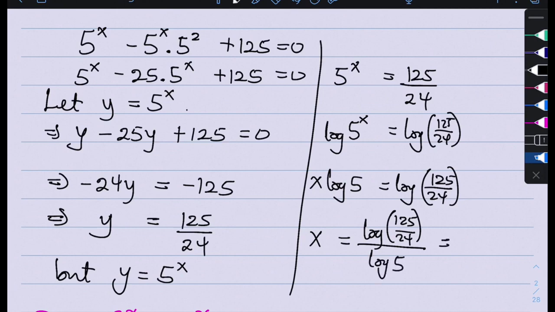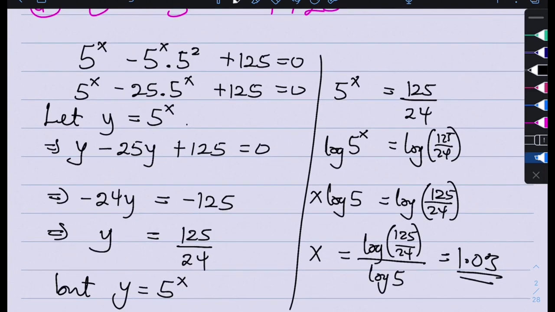Let's put everything on the calculator. So on the calculator we have log 125 over 24 divided by log 5. Calculator says our answer is 1.03, correct to 3SF.